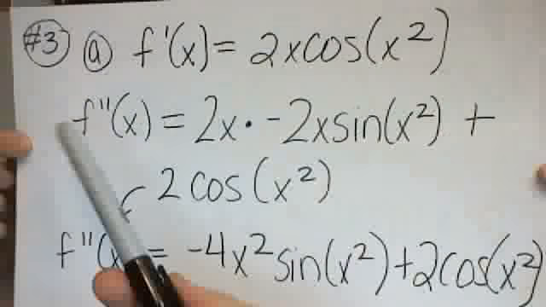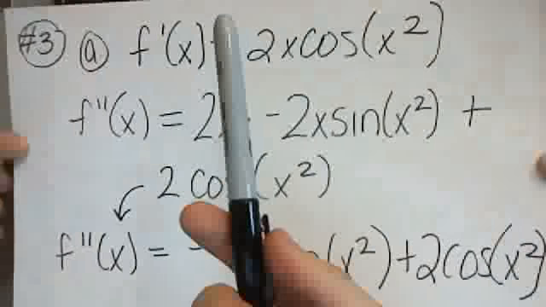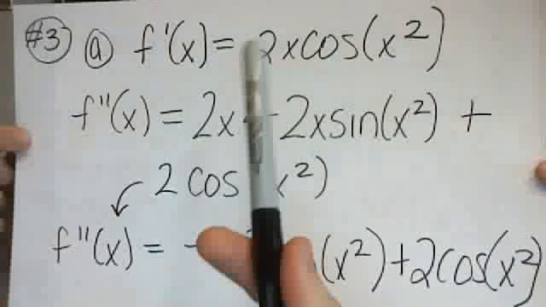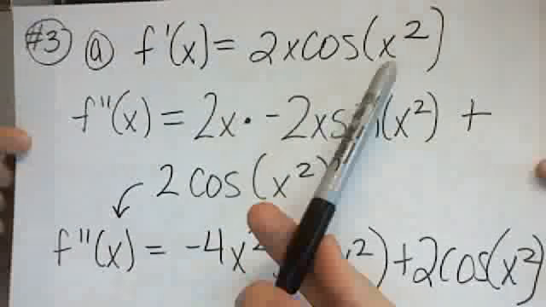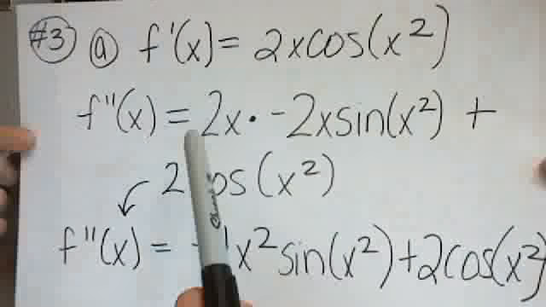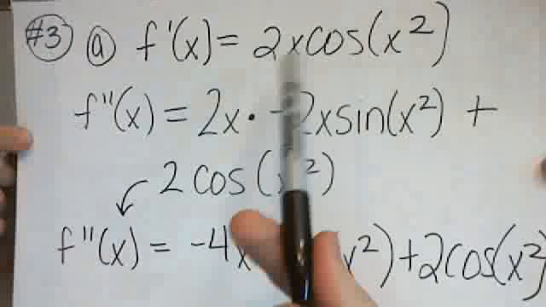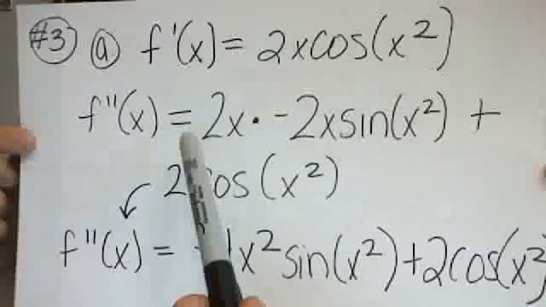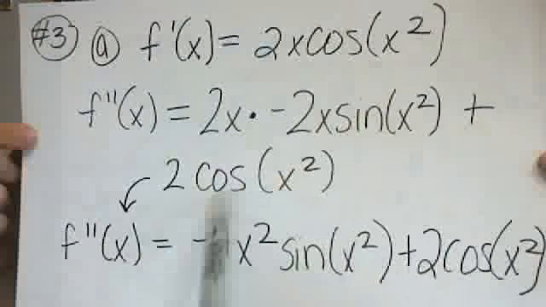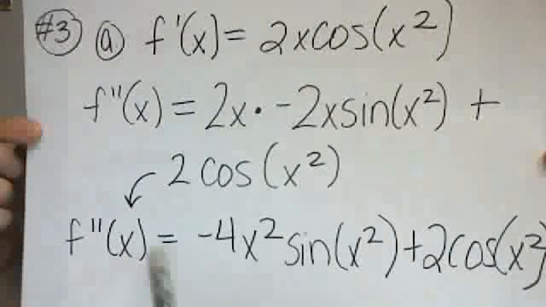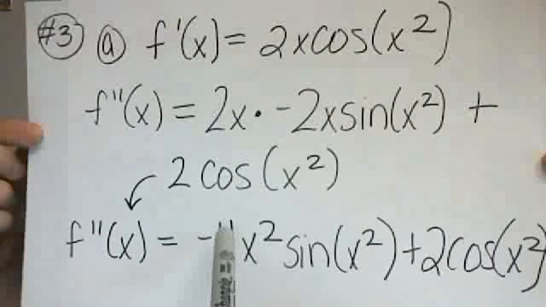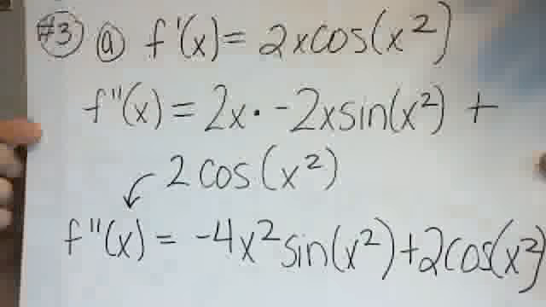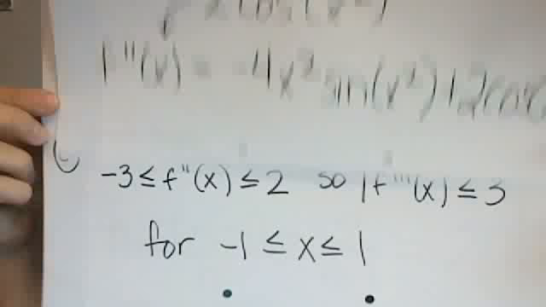So in order to do that, we take the first derivative, which is 2x cosine of x squared, and then you take the second derivative of that, and you use the product rule with the chain rule inside, and this simplifies down to negative 4x squared times sine of x squared plus 2 cosine x squared. And that's the answer for part A.